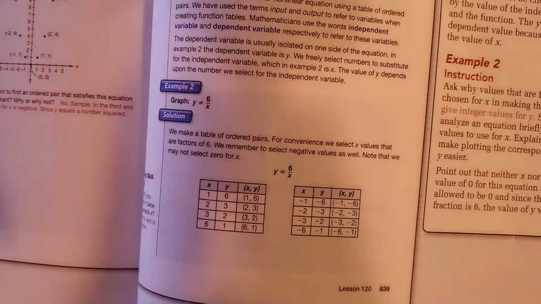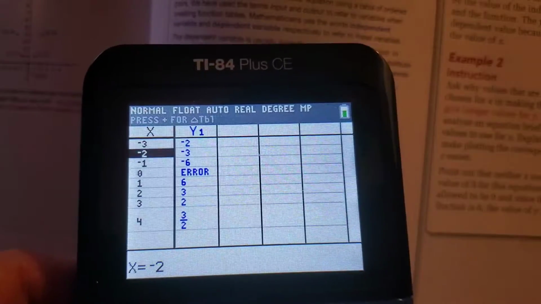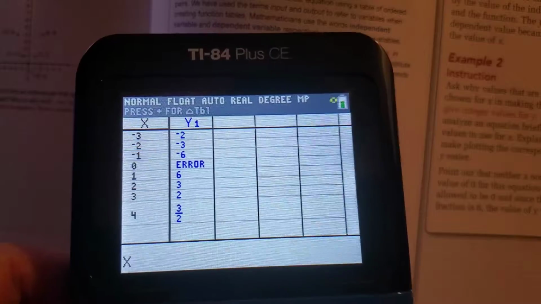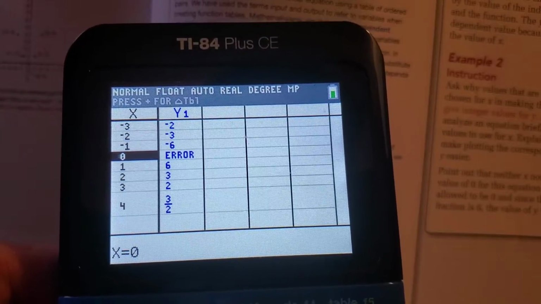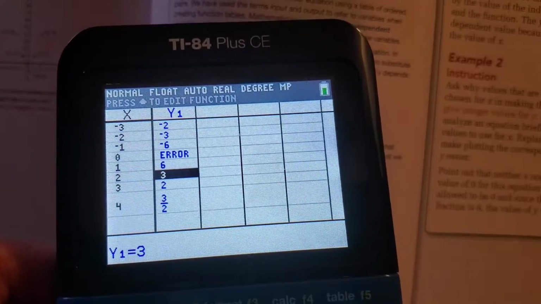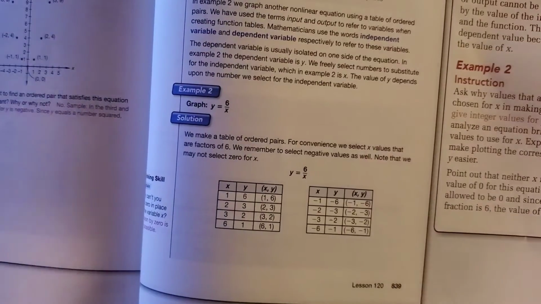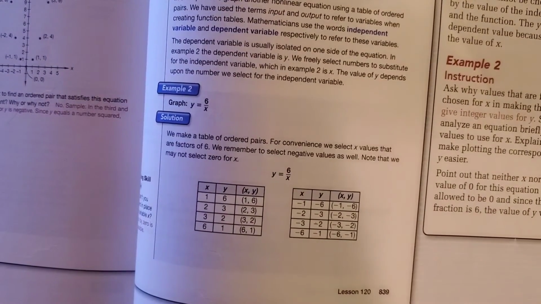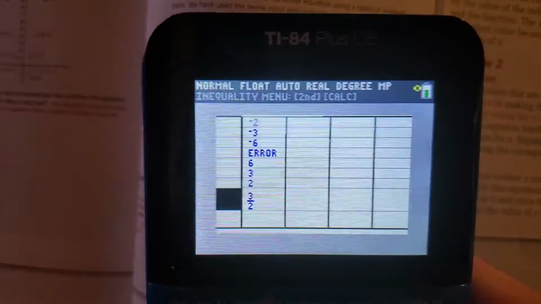All right, and so let me show you the table. The table from -3 is -3, -2, -2, -3, -1, -6, 0 error, because you cannot divide by 0. And so that's the part where it makes the error. 1, 6, 2, 3, 3, 2, and then we have 4, 3/2, and it's kind of weird. Anyway, if you look here, you will see a weird graph, and let's actually graph it. I'm going to graph it right in front of your eyes.